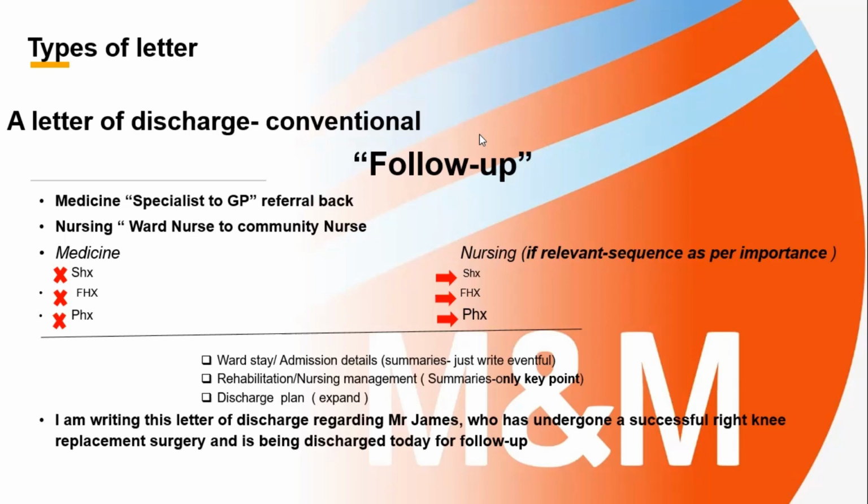So ideally speaking, what would be the structure? Because normally in a conventional letter of discharge, it will go in flow. What I mean by that is it will be in the progression of the disease. For example, if we have the letter, the ward stay and hospital stay we should write in summary form. It should not be expanded, because for a practicing GP, it's not something that is important, right? It is not something that is important.